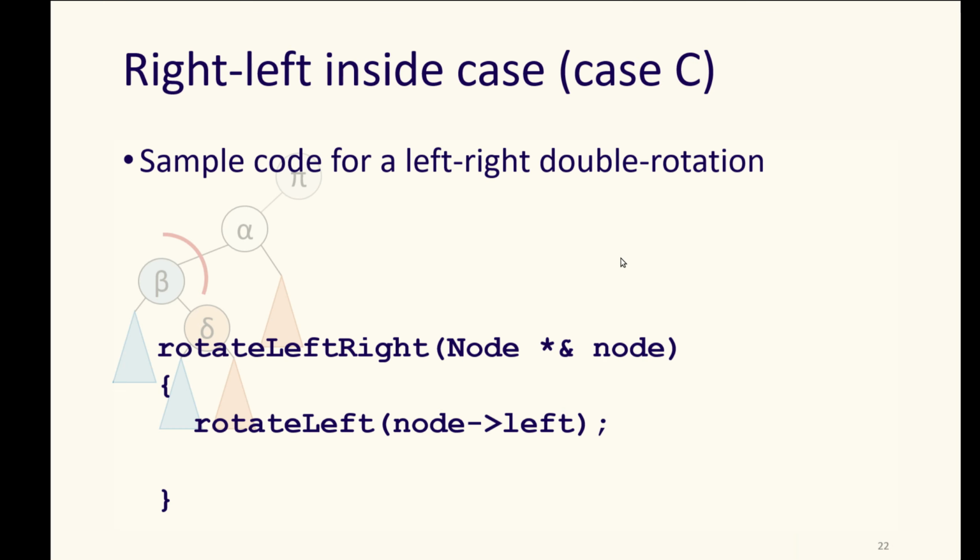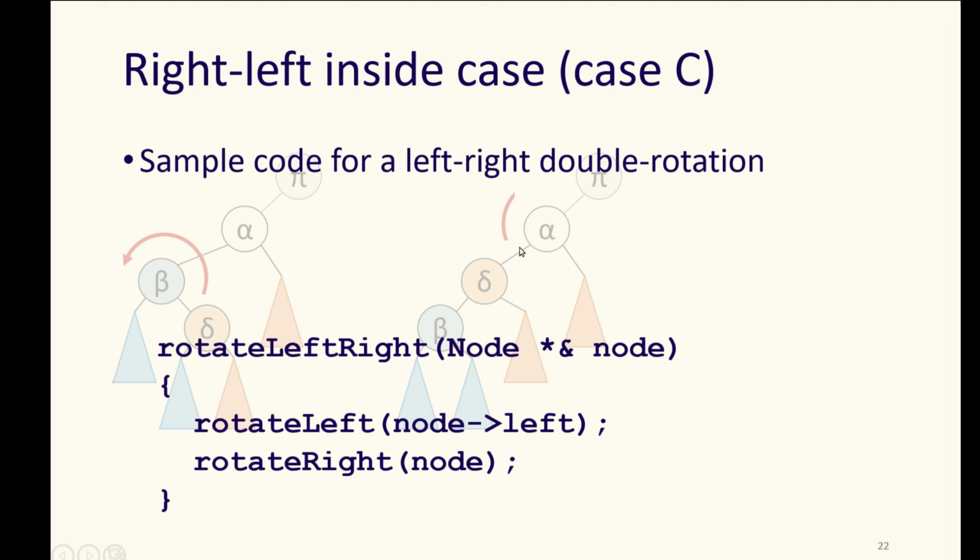The right-left case can be handled very simply in terms of code, because if we have a rotate left function, we just call that rotate left function with beta as the root of that. And then we call the rotate right function with alpha as the root in that. So we do that little rotation underneath and then that bigger rotation up above at alpha. I call them little and bigger. The operations will still be O of 1 for both of those.